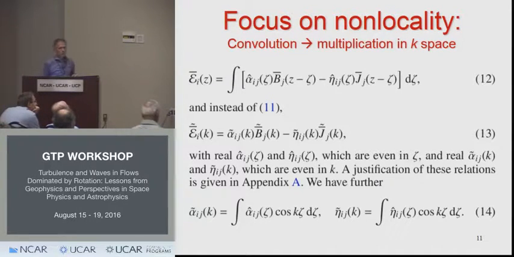But if you now want to focus on non-locality, we have to realize that the convolution that we are after is actually the same as a multiplication in wave number space. And that is written down here. And so all we have to do is repeat this test field approach, not just for one value of k, but for all possible values of k, so that you begin to obtain the functional dependence of all the components of alpha as a function of k, as is written down here. And this, again, can be turned into a corresponding kernel component.